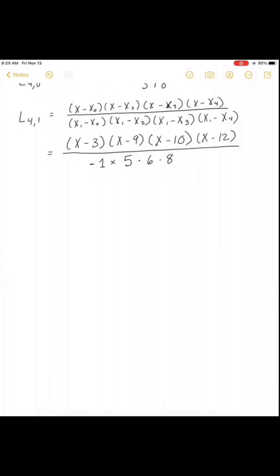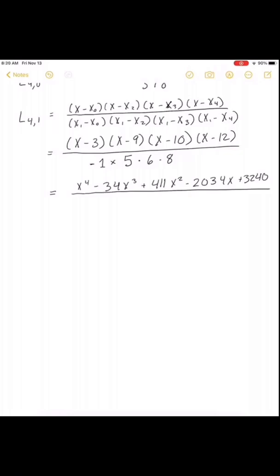And what we end up with for L41 is x to the 4th minus 34x cubed plus 411x squared minus 2034x plus 3240 over negative 240. So that's L41. And I have also computed L42, 43, and 44.